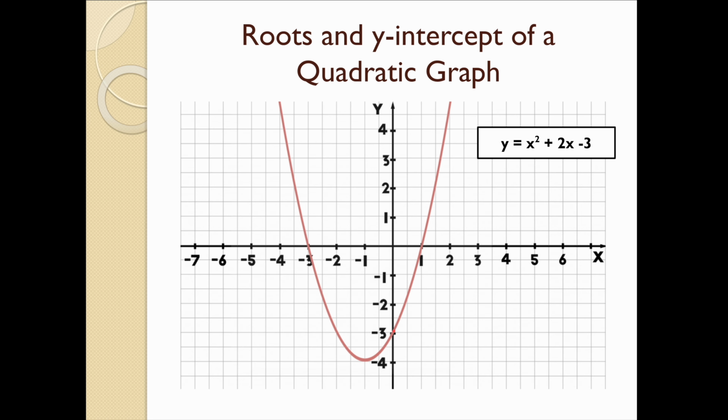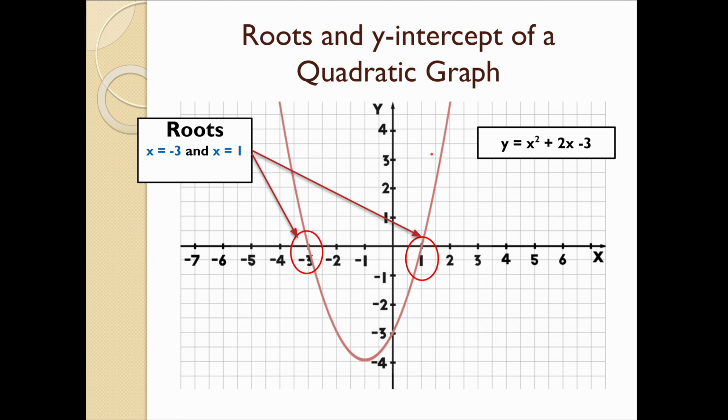So now the question is, what are the roots of this graph? -3 and 1. And how did you know that? Because the roots are always at 0 on the y. Correct. So right here is the -3 and +1, which represent the roots of this particular graph. The roots are -3 and 1, and the y-intercept is -3. That was fairly easy, right? Lovely. So we could see that from identifying it from the graph.